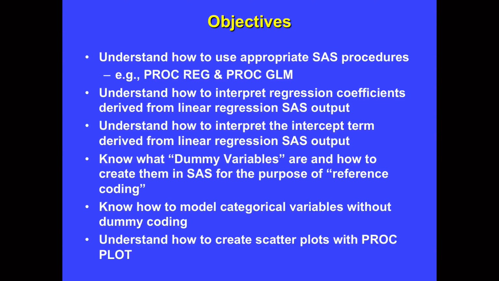We'll go over indicator variables, also known as dummy variables, how to code them in a data step, and then how to apply them within the context of a linear regression. And I'll also go over some useful examples of how to model categorical variables without the use of dummy coding. And then I'll quickly show an example of proc plot to create scatter plots, which can often be useful in the context of linear regression.